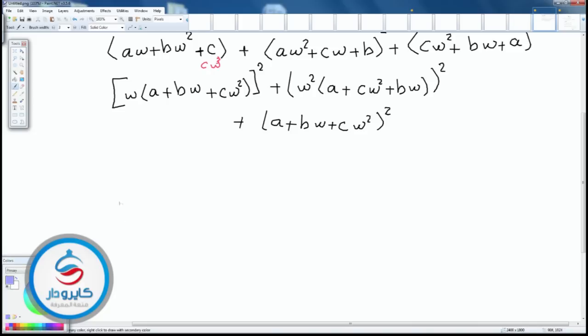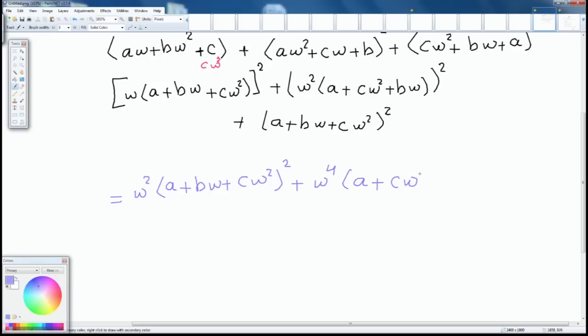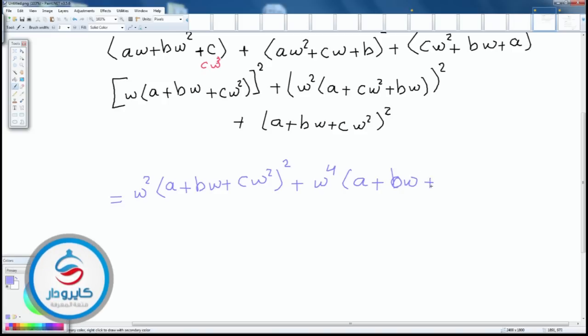Now this is omega square and the bracket A plus B omega plus C omega square power of 2, plus omega square power 2, it's omega power of 4, and the bracket again A plus B omega plus C omega square power of 2, and then plus A plus B omega plus C omega square power of 2.